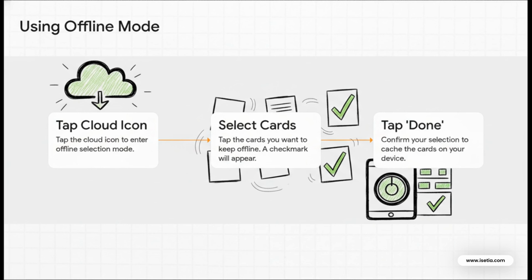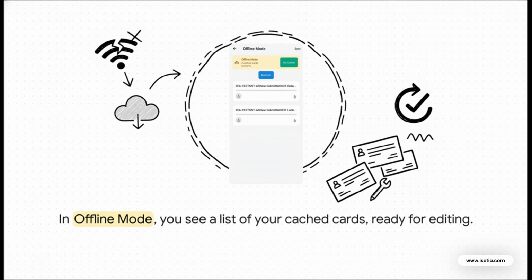Once you've got your list, you hit done, and the app saves, or caches, all of them right onto your phone. So the moment you lose connection, the app will let you know, and you can switch to offline mode. What you'll see then is a nice, clean screen with only the cards you saved. No clutter. You can open them, make your updates, add photos, whatever you need to do. And here's the best part. The second you get back online, the app automatically syncs all your changes. No extra steps, it just happens.